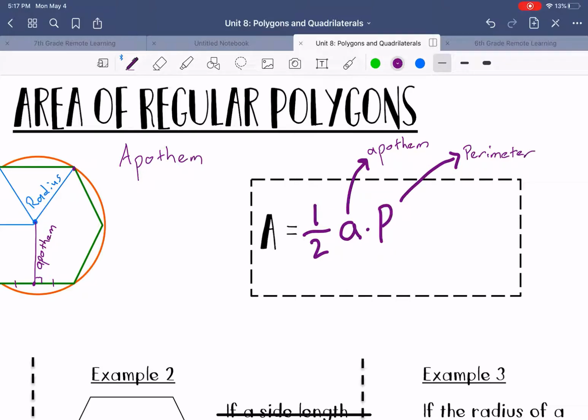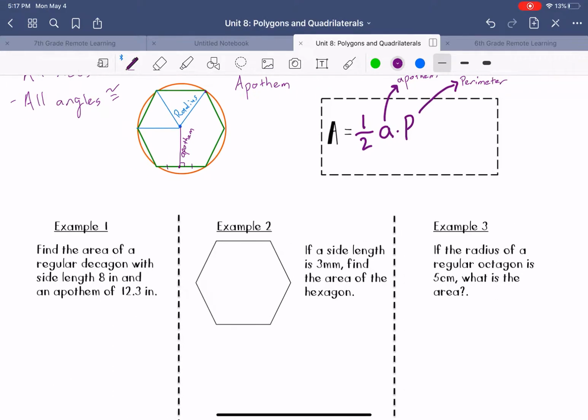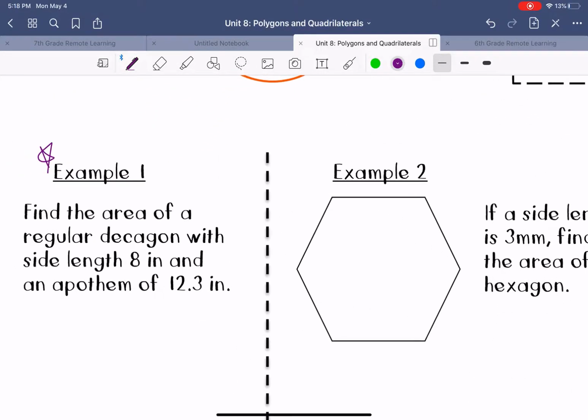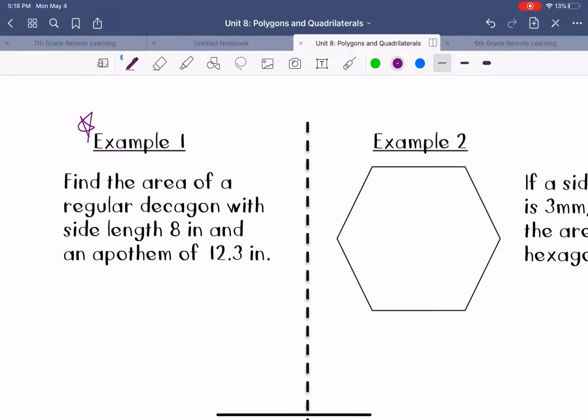So let's look at what this looks like. We have 3 examples here. We're only going to do the first one right now because the other 2 are more complex situations where we have to either use special right triangles or trigonometry to find the values that we need. But for this first one that we're going to work on today, we're already given pretty much everything we need and we don't have to do any more complex mathematics.